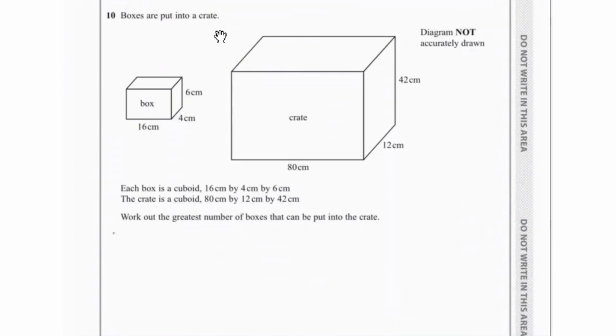Then boxes are put into a crate. Each box is a cuboid, 16 by 4 by 6 centimeters. The crate is a cuboid, 80 by 12 by 42 centimeters. Work out the greatest number of boxes that can be put into the crate. So you'll find the volume of the box first.